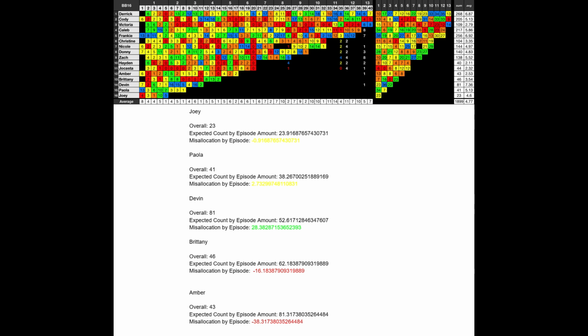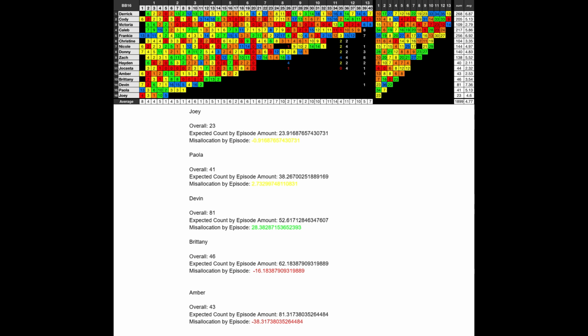Paola has 41 diary rooms, and her expected count by episode amount is 38.26, costing for a 2.73 misallocation, so she's still in that perfect range where she really isn't under or over edited. Devin has 81 diary rooms, and his expected count by episode amount is 52.61, costing for a bloated misallocation of 28.38, which I guess makes sense since he was HOH and he was backdoored in 2 of the 3 weeks, and he was a huge drama magnet.